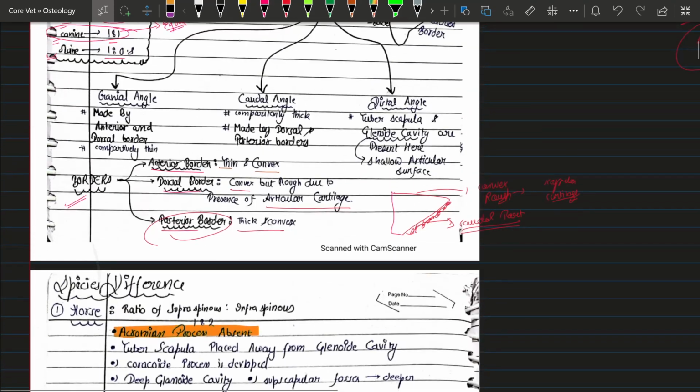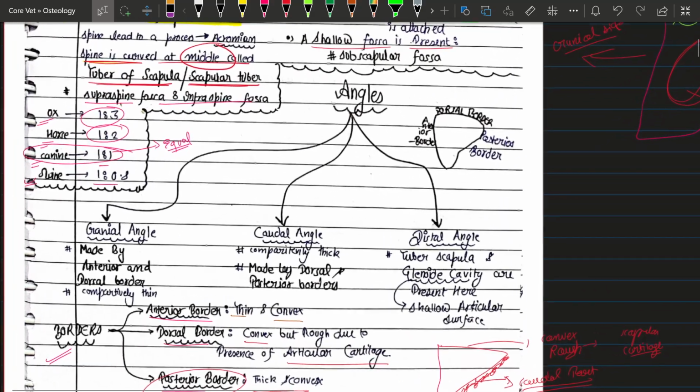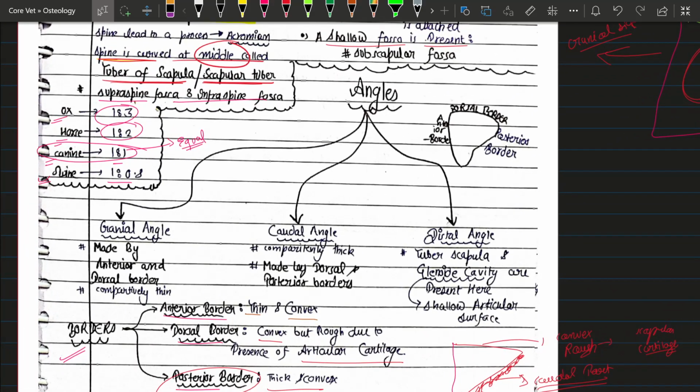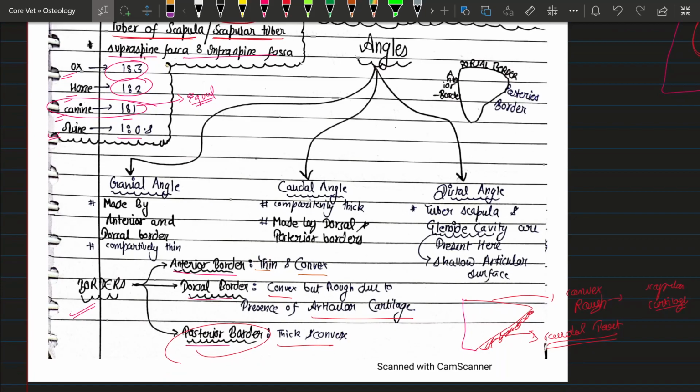Okay, now coming on to the angles, how the angles are formed. There are three angles. The first one is the cranial angle, the second one is the caudal angle, and the third one is the distal angle. There are three angles present in a scapular bone. So consider this as the scapular bone. This angle is the cranial angle.